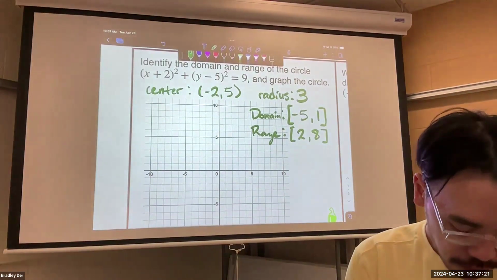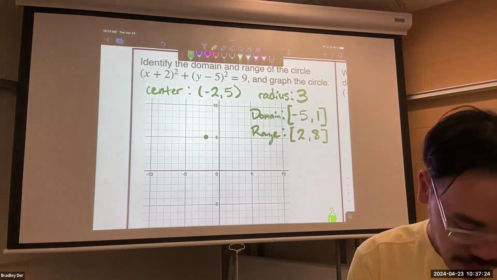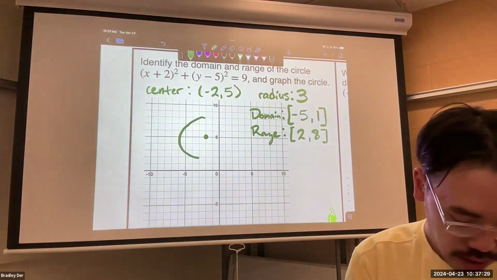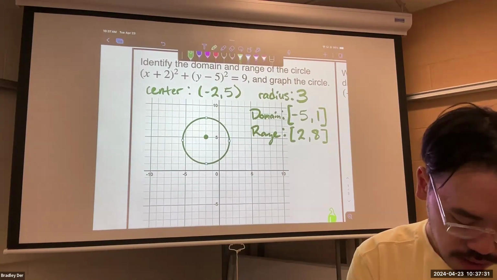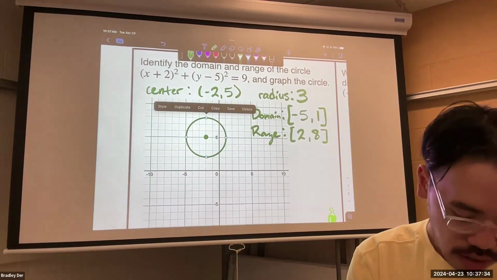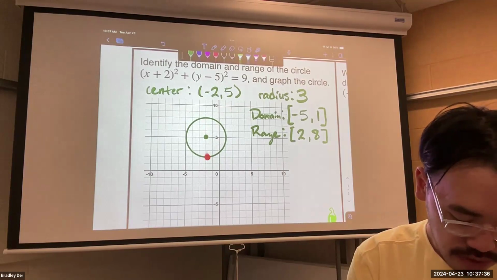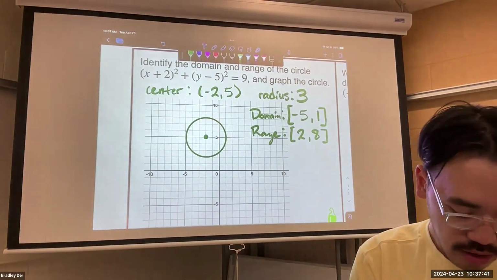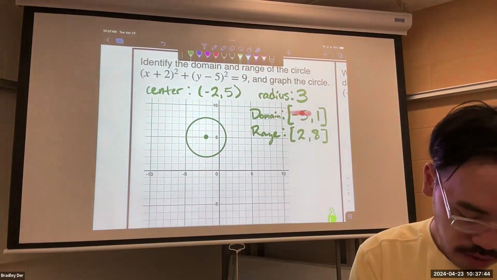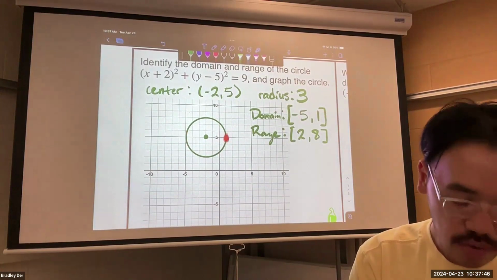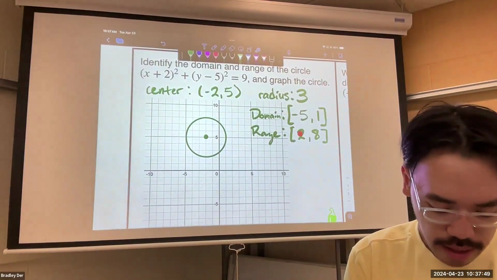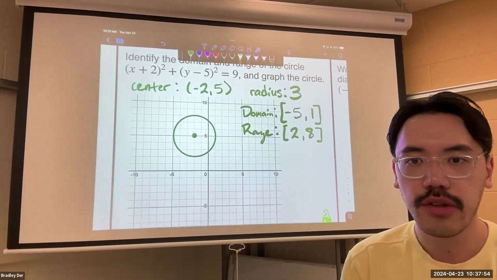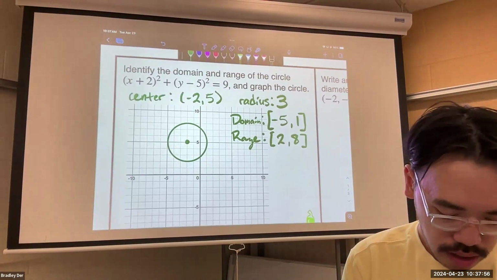Another thing about that: if I put the center of the circle at (-2, 5), right here, I know that the circle should have a radius of 3 upwards, downwards, left, and right. Then I've basically constrained the circle to be, in terms of domain, as low as -5, as high as 1, but not beyond that interval. And for range, as low as 2, as high as 8, but again, not beyond that range. So that would be the way I would graph that circle.